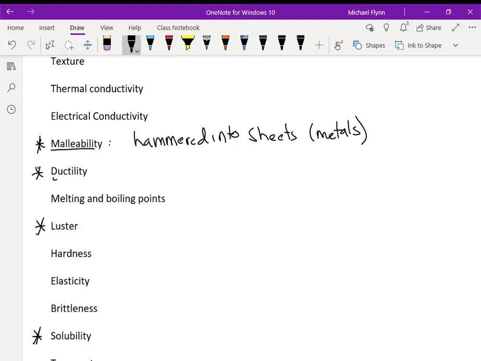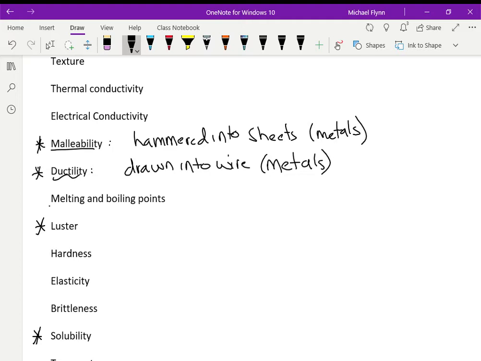All right, ductility is being drawn into wires. So you can pull the ability of something to be drawn into the shape of a wire. So again, metals have a high malleability, high ductility. That's what makes you a metal, okay, if you have those two properties.